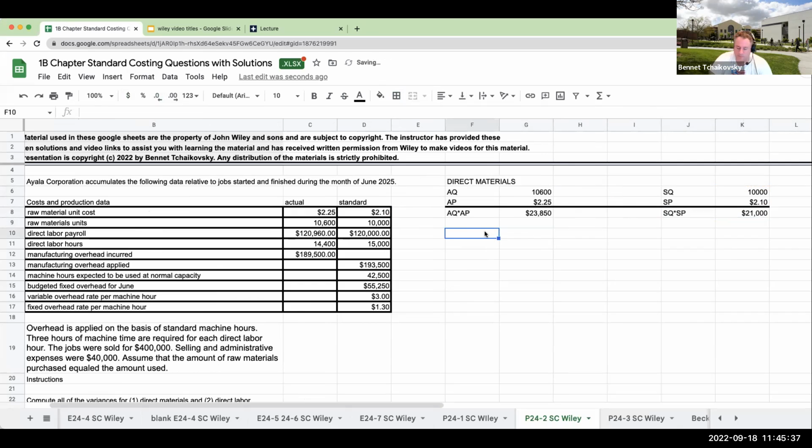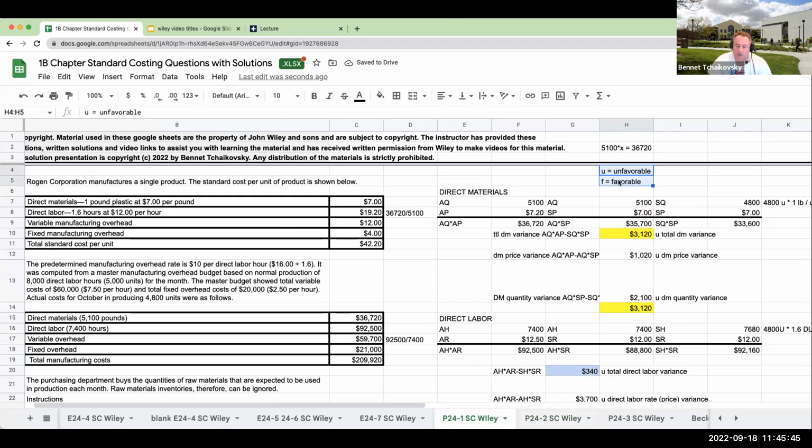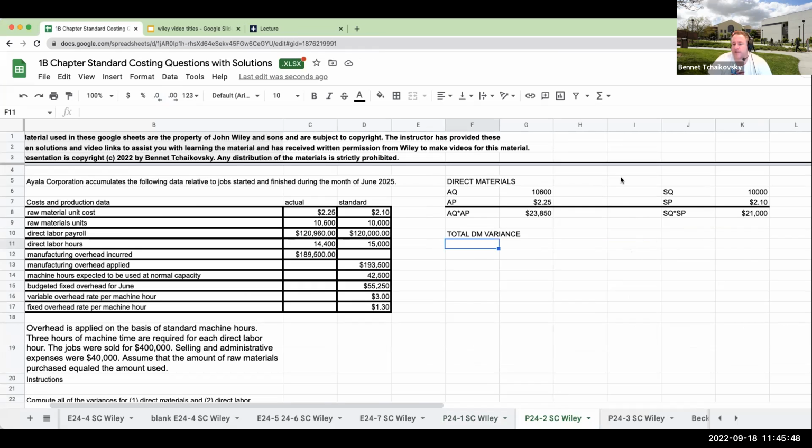So my total direct materials variance. When you see me going through these questions, I'll often refer back to whether it is favorable or unfavorable, U and F. My total direct materials variance is actual quantity times actual price minus standard quantity times standard price, which is 2,850, because I spent more than I should have. This is an unfavorable total direct materials variance.